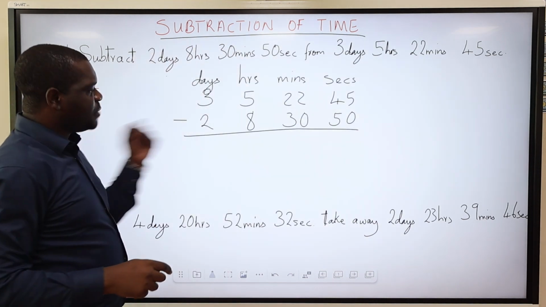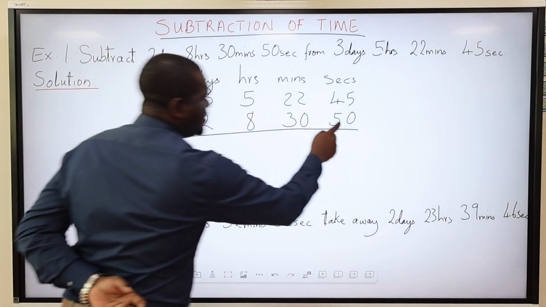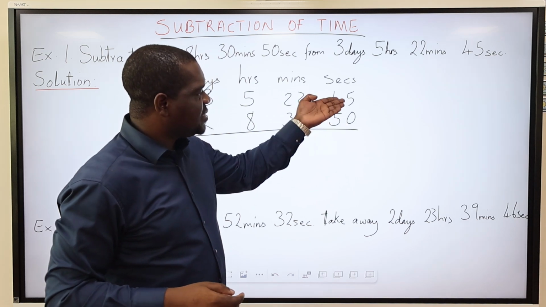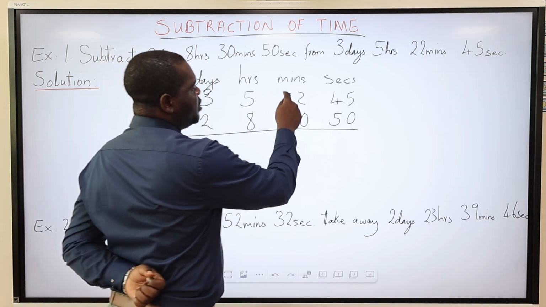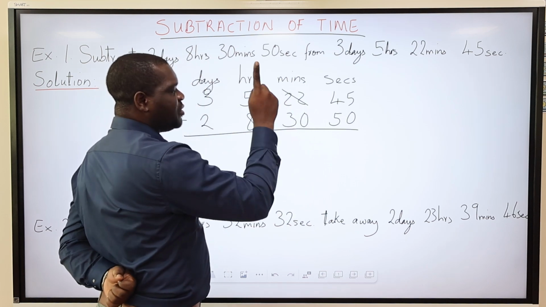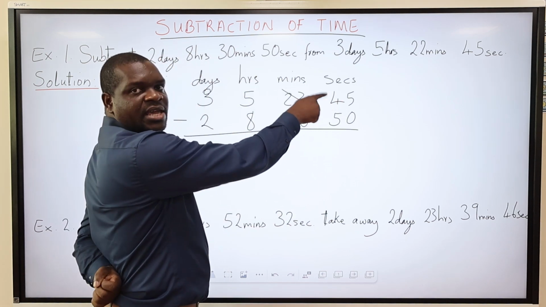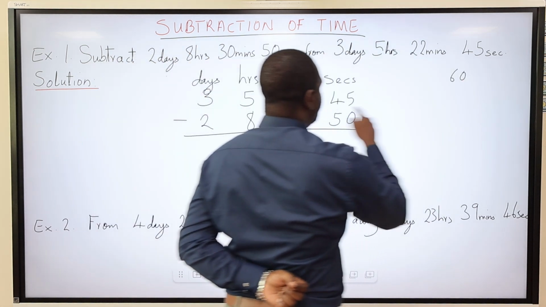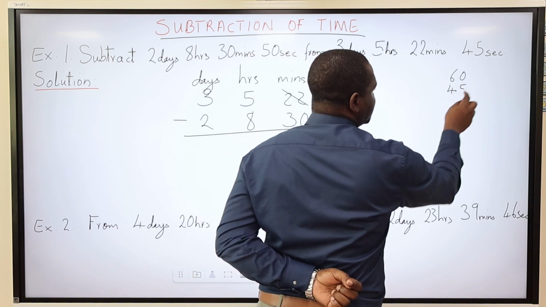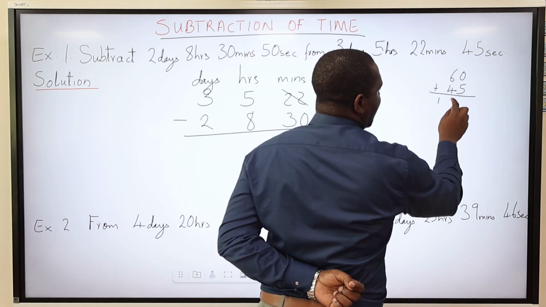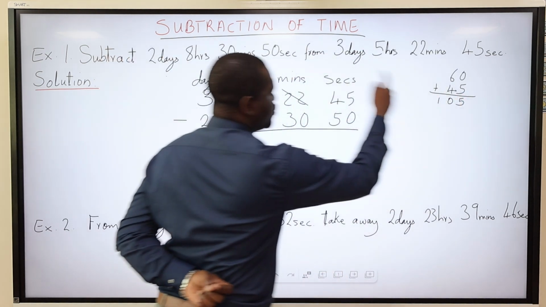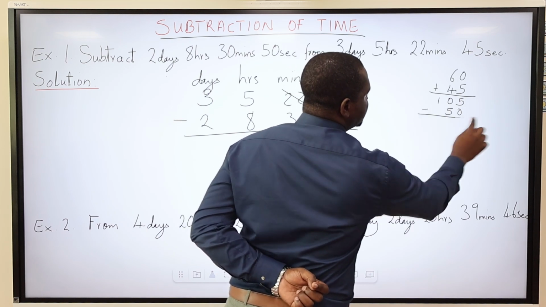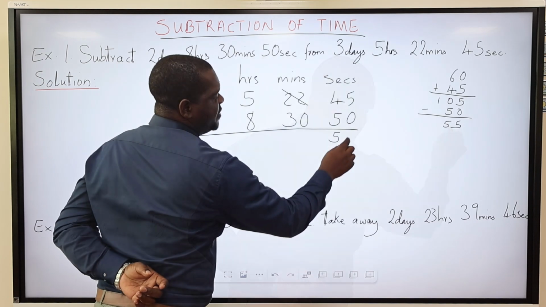Remember, we are subtracting. 45 seconds minus 50 seconds. This cannot go because this is a bigger number than this. For this reason, we are going to come to the minutes and take away 1 minute. And that 1 minute, when it comes to seconds, becomes 60 seconds. So it will be 60 seconds plus 45 seconds, which will give us 105. From 105 seconds, we can now subtract 50 seconds. So it will be 105 minus 50 seconds, which will give us 55.